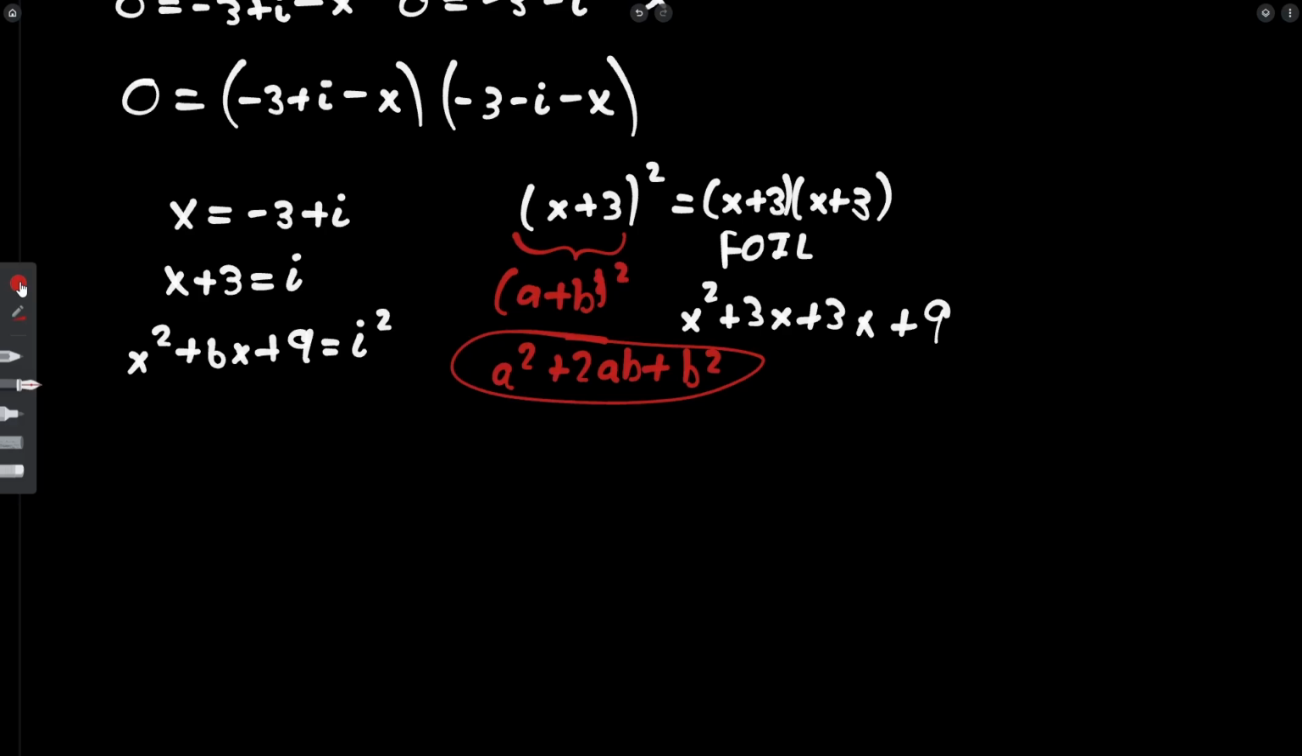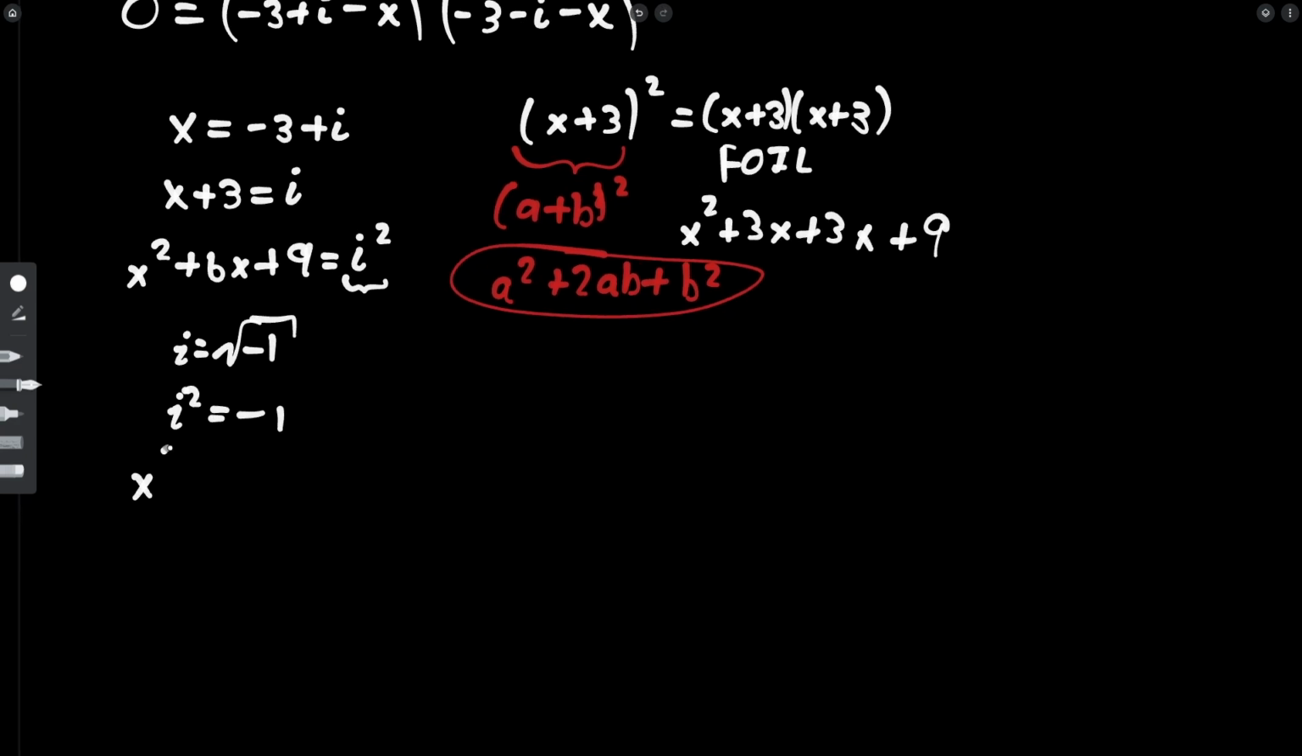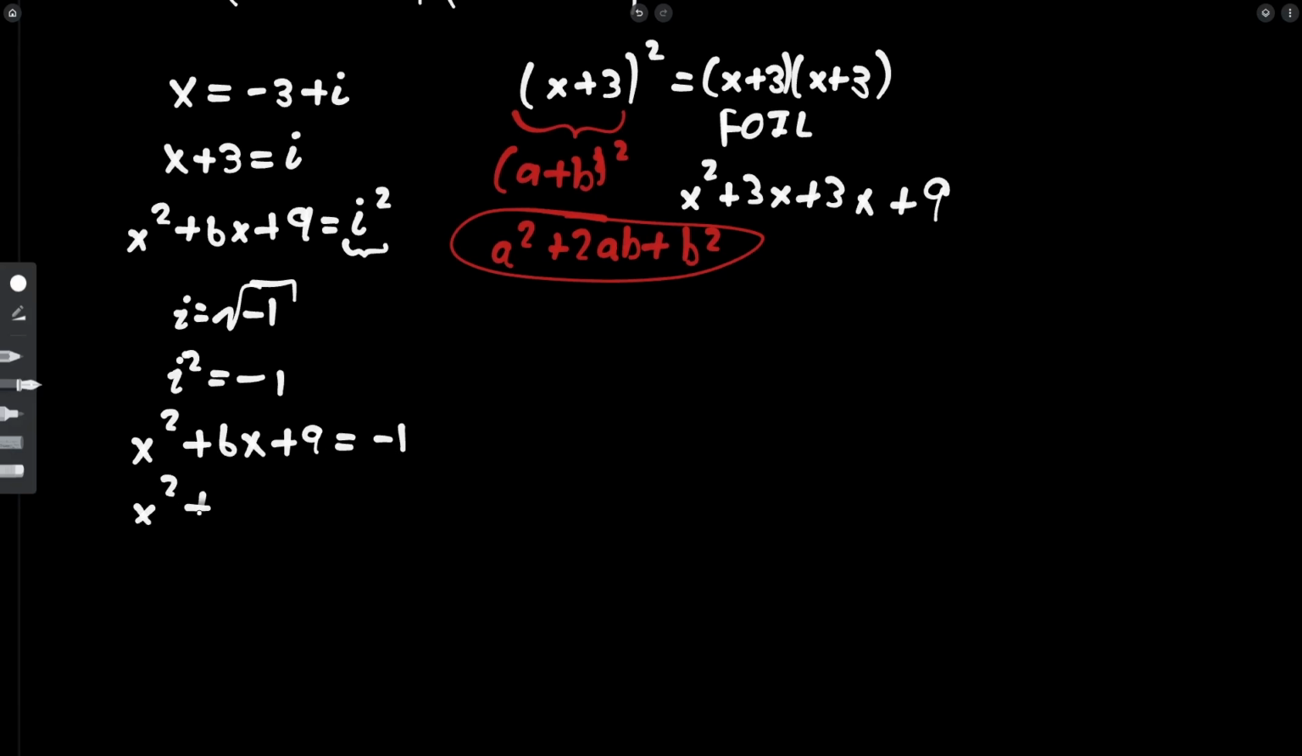Now that we have this, we can rewrite our i squared term as -1, because i equals the negative square root of 1, and squaring both sides gives us -1 for i squared. So we have x squared plus 6x plus 9 equals -1. Add 1 on both sides. x squared plus 6x plus 10. And we'll set this equal to y to show that it is a function that is graphed.